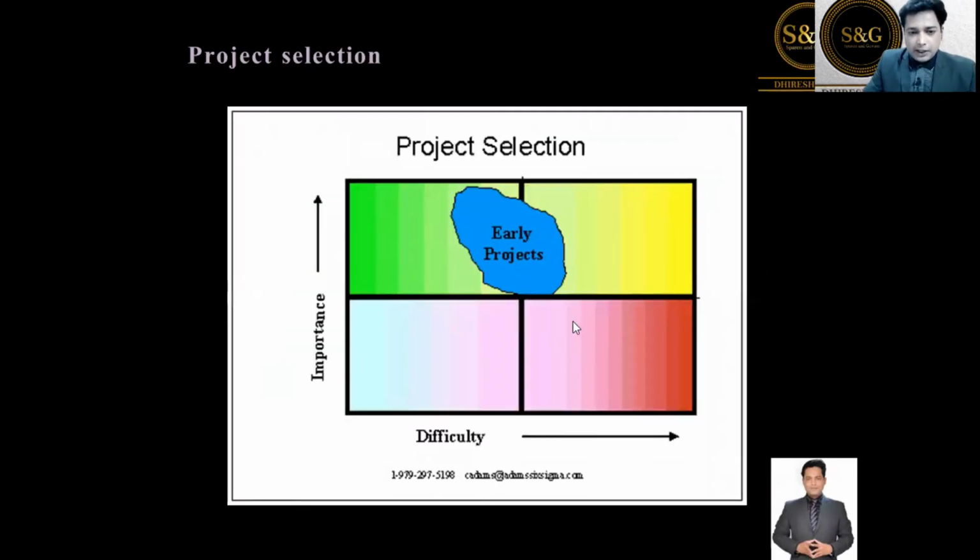The next one is the importance and difficulty matrix. What should it be? Let's see. Okay, importance on the y-axis and difficulty on the x-axis. So importance obviously should be high. High importance projects should be selected. But difficulty should be moderate. Now let me explain what that means.